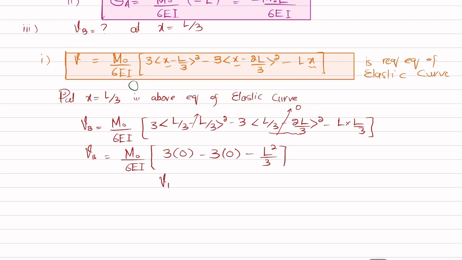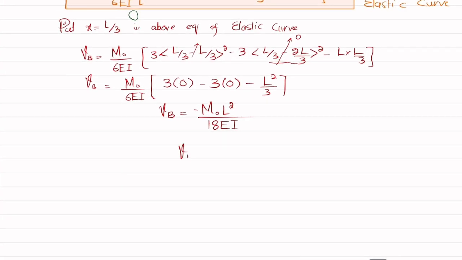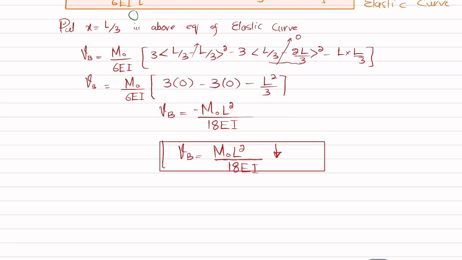And when you solve it further, you will get deflection at point B equal to minus m naught L square over 18 EI. Or you can say deflection at point B is m naught L square over 18 EI, and that is downward. Negative sign means that deflection is downward. So if you know the value of m naught, total length of the beam, modulus of elasticity, and I, you can find the deflection at point B.